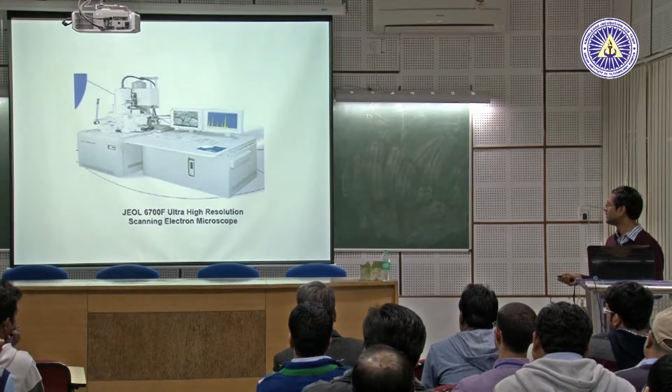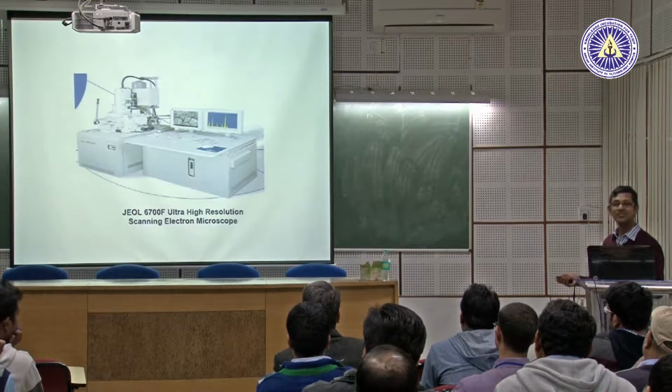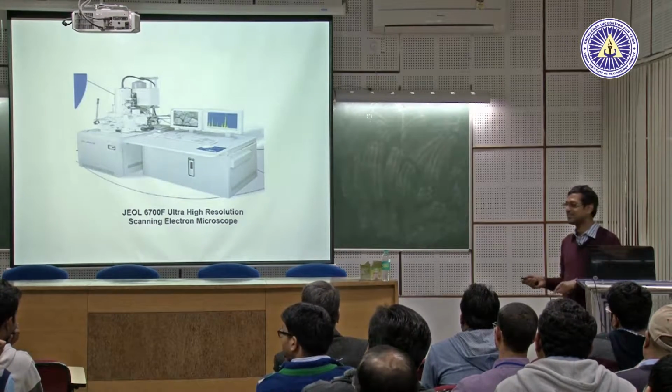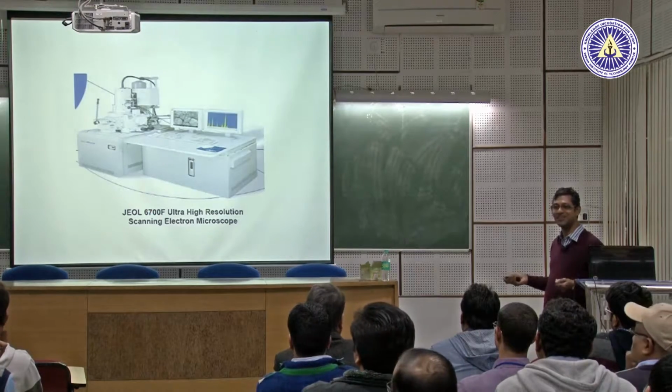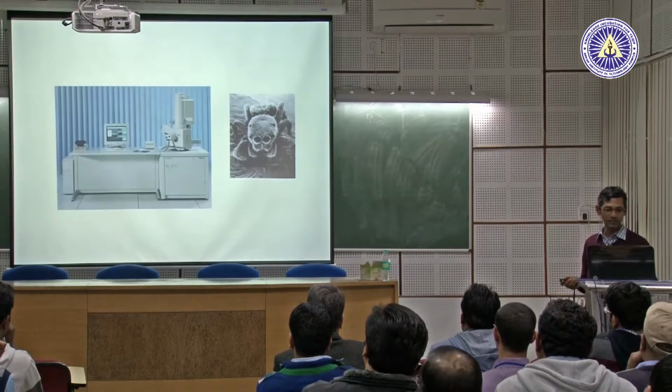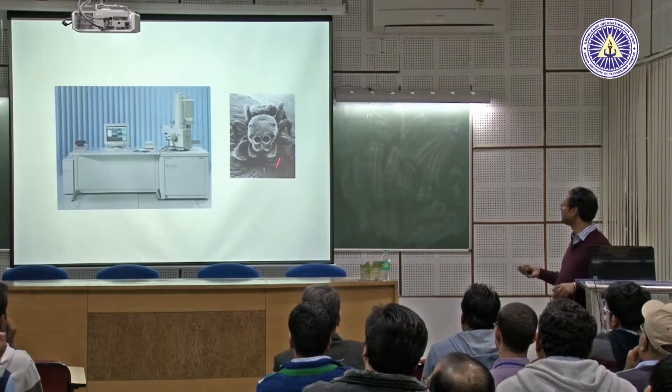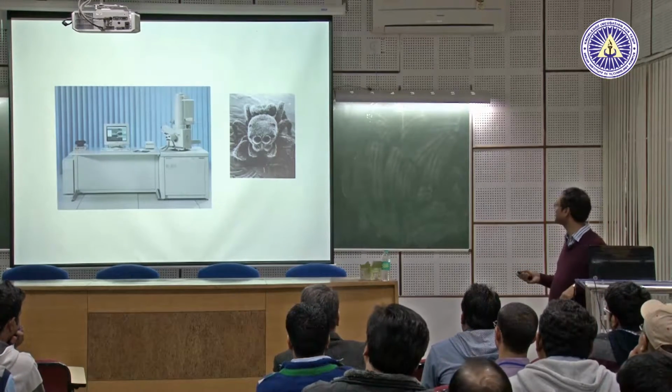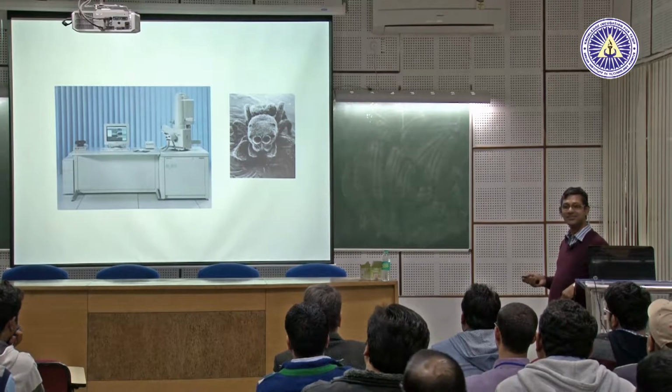Let me just show, this is another microscope of the same caliber from JEOL. We have a JEOL microscope here in HCMS. I don't know what this is. What is that? 7100. Even better than these, 6700F. F stands for analytical capability. This picture is a famous one. Everybody shows it in the lecture. This is what? A human skull.